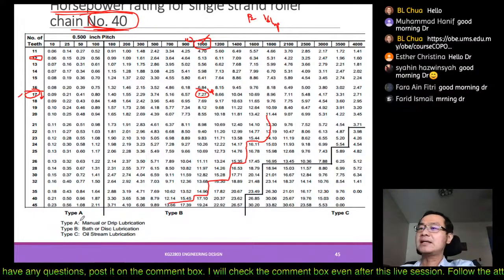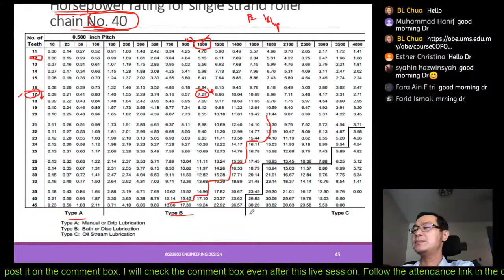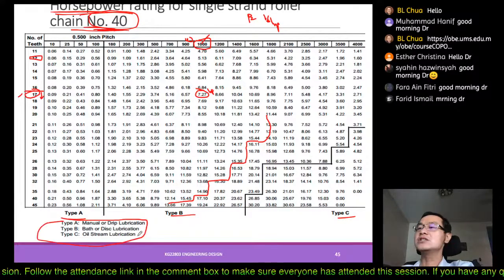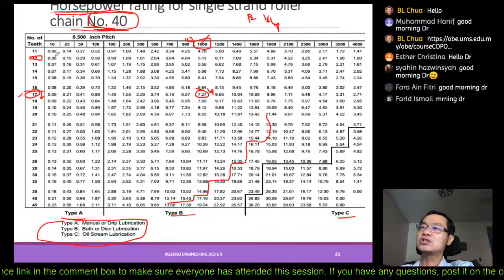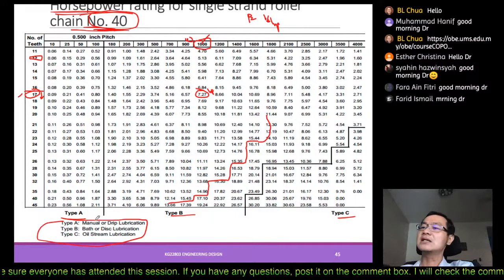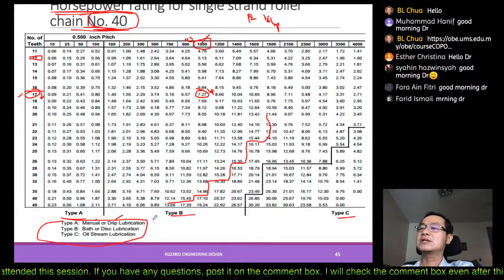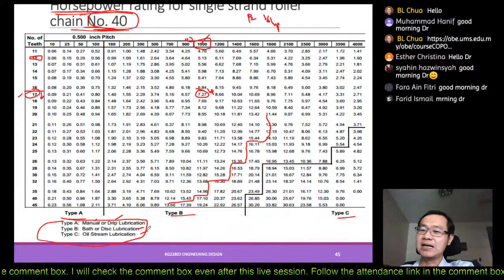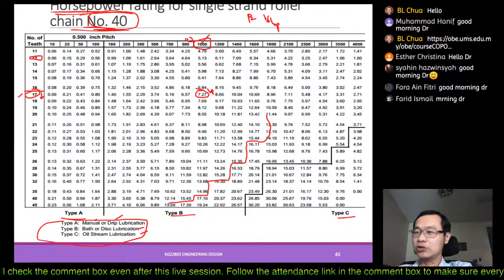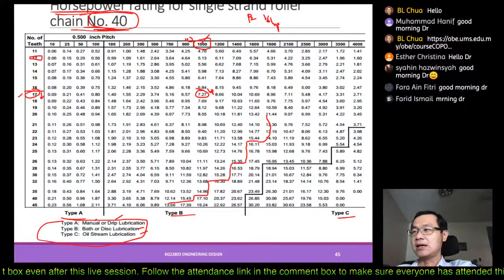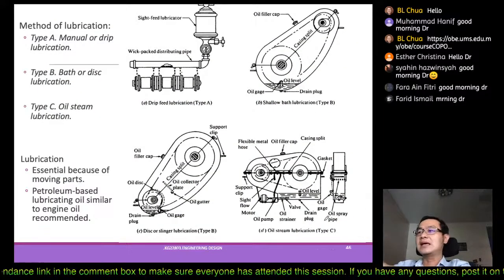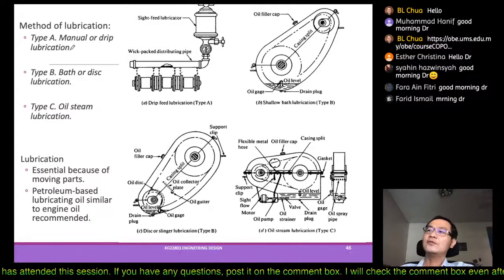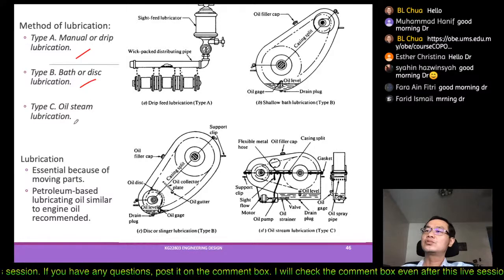Then also you will notice that at the bottom there is type A, B, and C. This type A, B, and C represent the type of lubrication required. If you are selecting in this range, then you just need a manual or drip type of lubricant. But when we select type B and type C, then you need a different way of lubrication, and the methods of lubrication are getting complicated. So this is how you can achieve type A, type B, and type C.